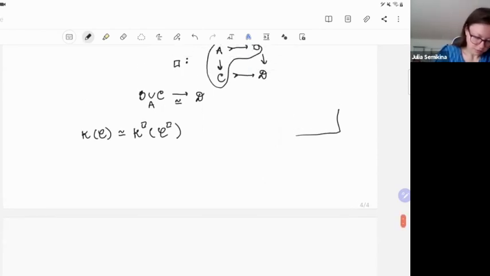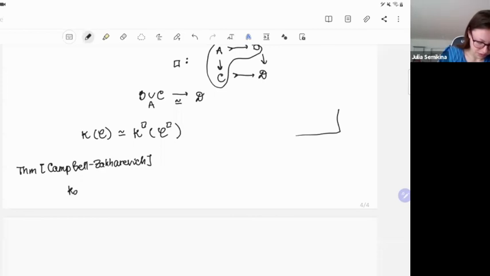And so a theorem due to Muro and Campbell tells us how to compute K0 of such a category. And this is very easy. So this is just a group, again, given by generators and relations, and generators are just all objects of C, and the relations are those coming from squares.